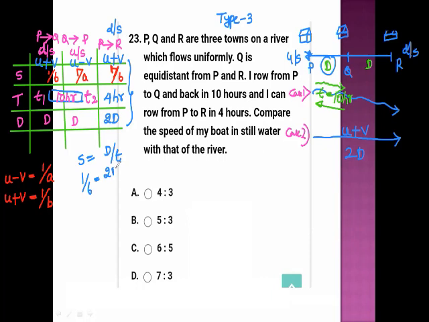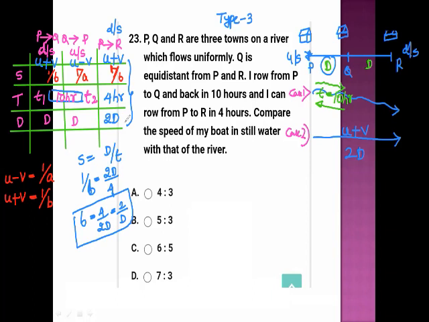What is the distance? Distance is equal to 2d. What is the time? Time is equal to 4. Okay, this is 1 by b. So then what will be b? So b is equal to simply 4 by 2d, which is equal to 2 by d. So b is equal to 2 by d.